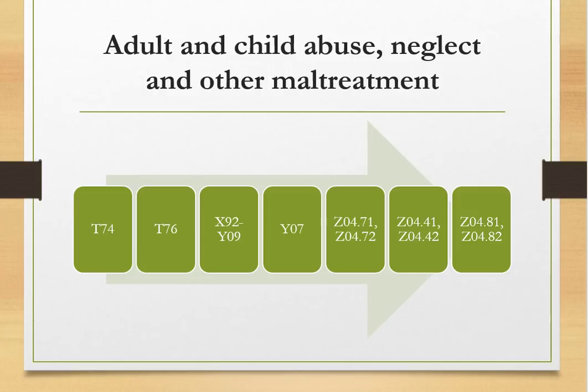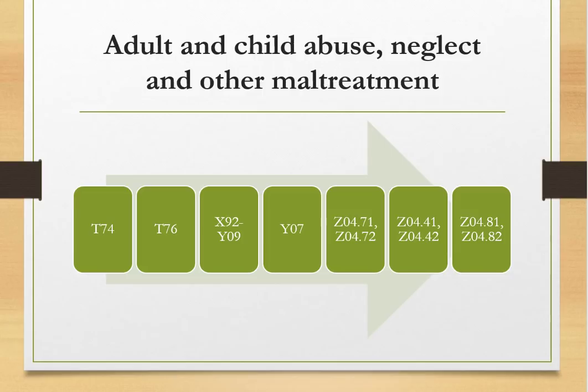In those situations where there's a suspected case of abuse, neglect, or mistreatment, and it's ruled out, meaning it did not happen during an encounter, you're going to use Z04.71 for adult cases and Z04.72 for child cases. In this case, you would not use T76 suspected, because again, if it was ruled out, it was ruled out. If a suspected case of alleged rape or sexual assault is actually ruled out during an encounter, we got codes for that as well.